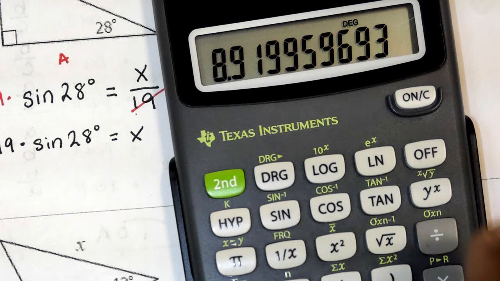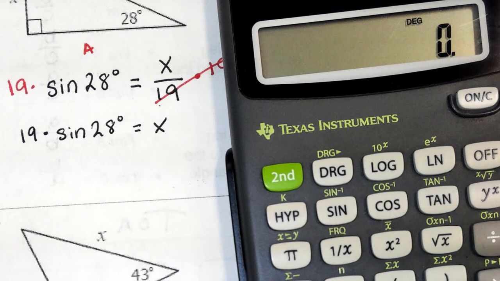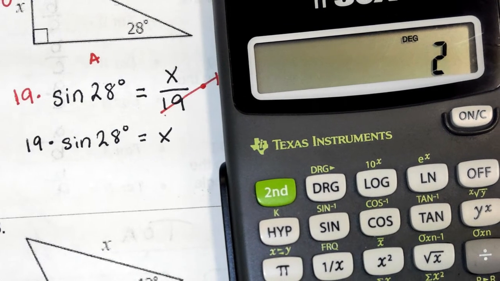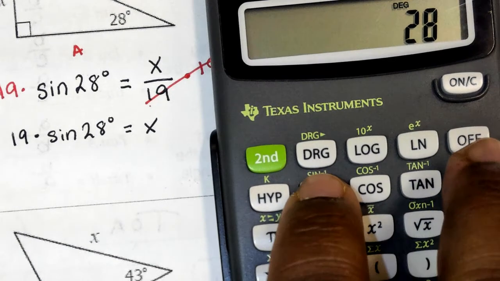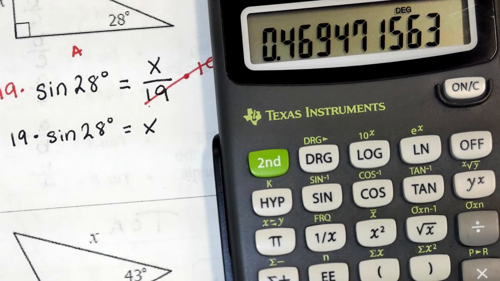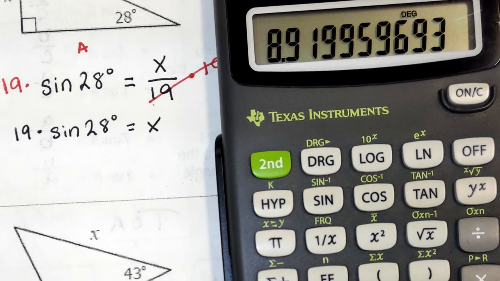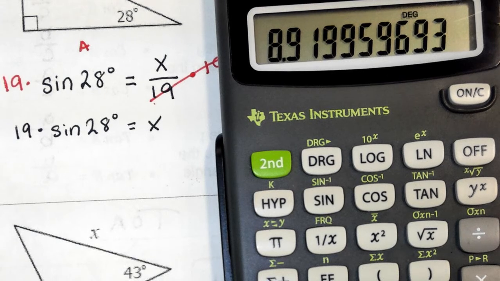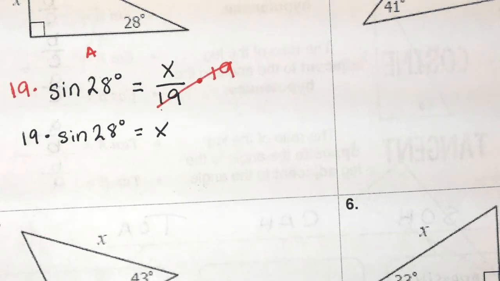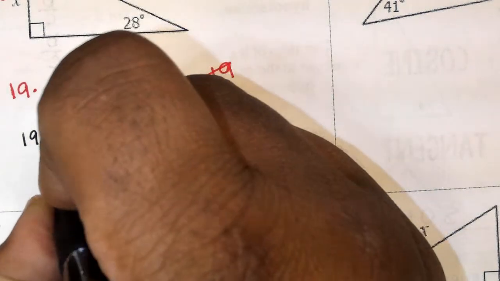I'm going to do it again for you, though. 19 times 28. Hit your function, whichever one you're using. We're using sine. Then hit equal. It'll give you your length. Round to the nearest tenth. X equals 8.9.